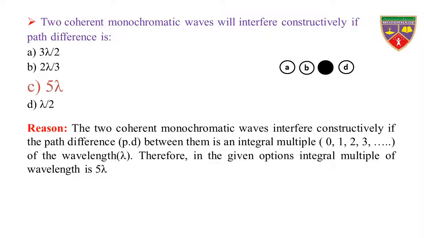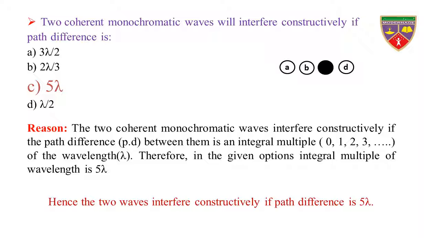Reason: the two coherent monochromatic waves interfere constructively if the path difference between them is an integral multiple, that is 0, 1, 2, 3, and so on, of the wavelength lambda. Therefore, in the given options, the integral multiple of wavelength is 5 lambda. Hence, the two waves interfere constructively if path difference is 5 lambda.